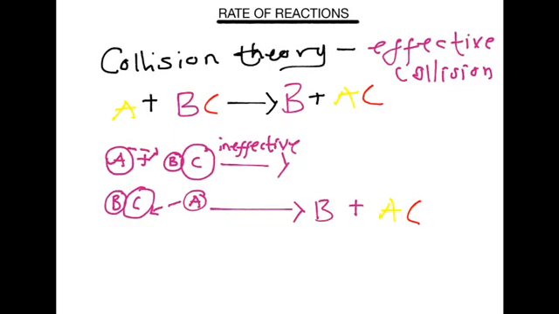So we see that the orientation is what gives rise to the desired product when we are talking about the collision theory, and it's usually known as the head-on collision, which gives us the effective collision.